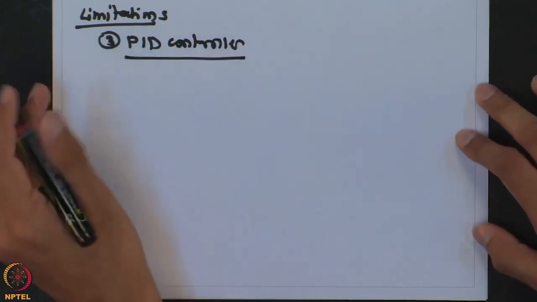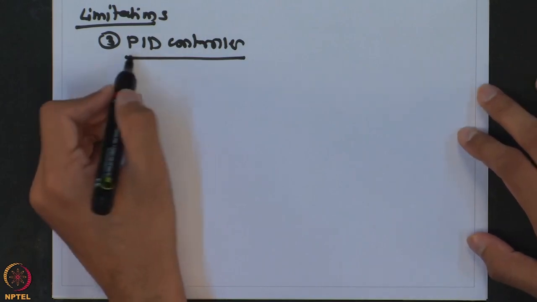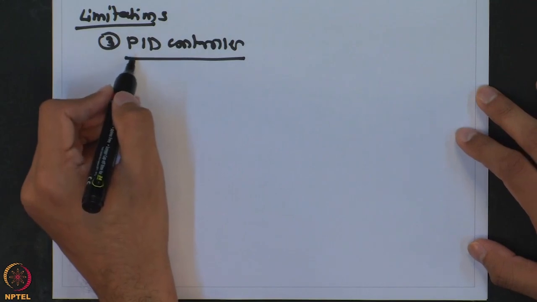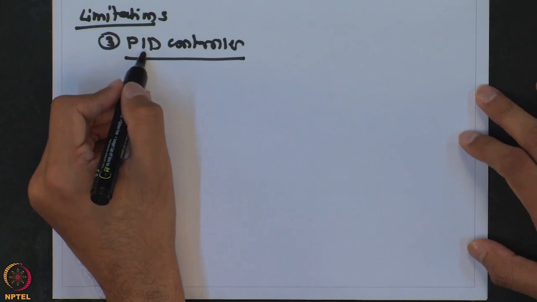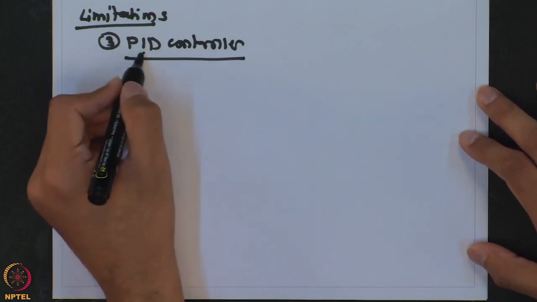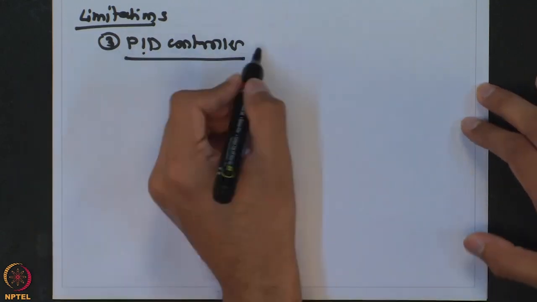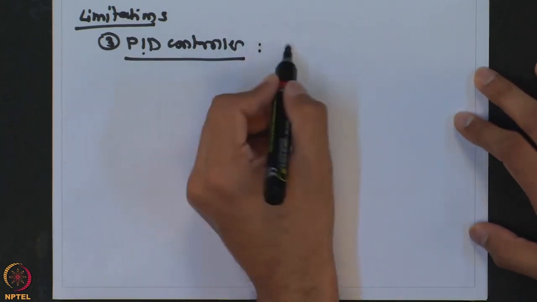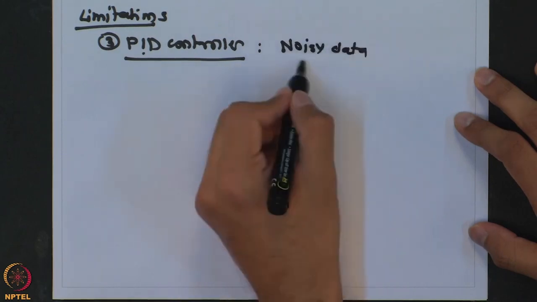And here we will exclusively look at the limitations coming because of the derivative action. As we are using a PID controller, it is anyways going to have the limitation of P controller, which was the proportional kick, and the limitation of integral action, which causes reset wind up, integral wind up. So both these things are already present when you have a PID controller. In addition to that, a PID controller has a limitation when you have noisy input or noisy data.